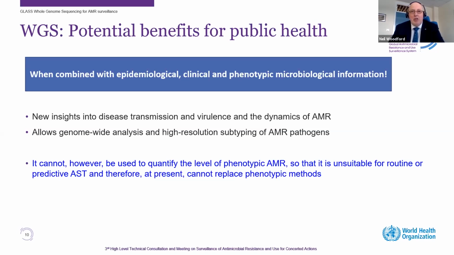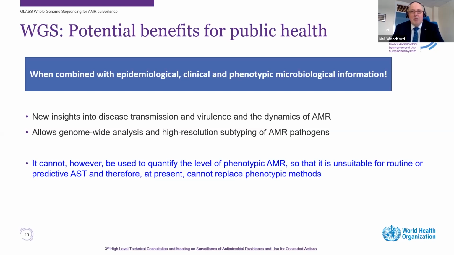You cannot use whole genome sequencing data to quantify the level of susceptibility that a particular isolate will show. There is not a perfect correlation. It's not yet suitable for the majority of bacterial species, including those that are used for GLASS, to actually replace phenotypic methods with whole genome sequencing yet. The data are not sound. The correlations are not good enough. It's improving, but I don't think it's there yet.